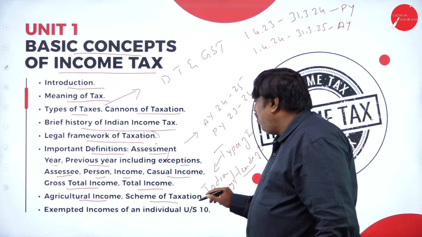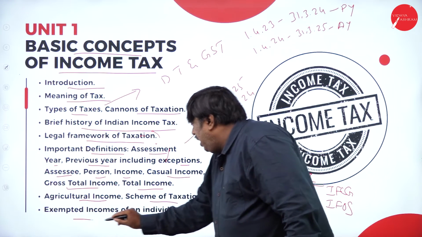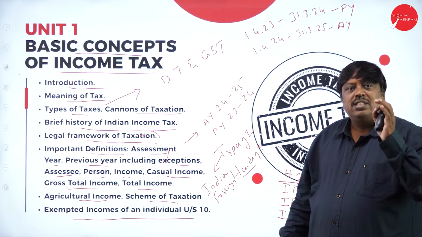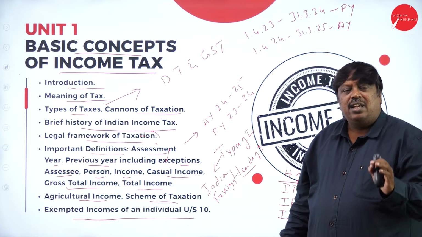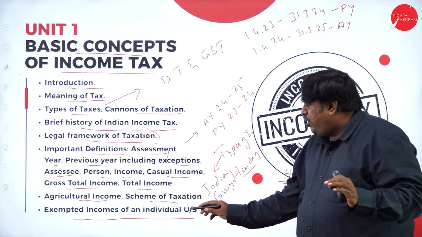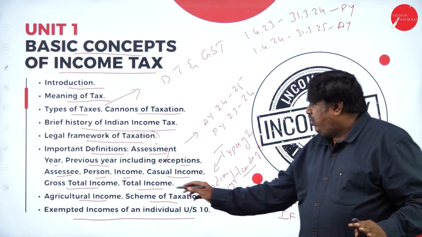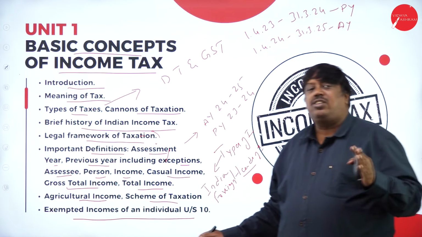Next, we have a scheme of taxation: exempted incomes of an individual under section 10. It is a compulsory question for section B, that is 10 marks. So go through the information properly. If you write 10 points here, it is very easy. Out of 10 points, only one we have here, agricultural income.